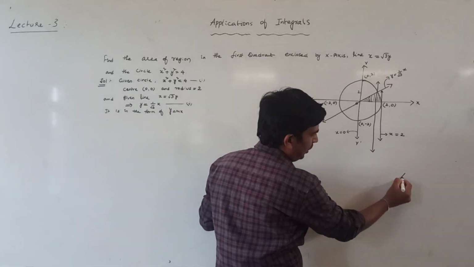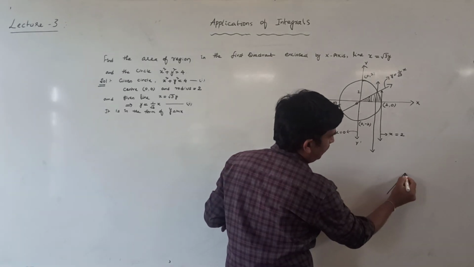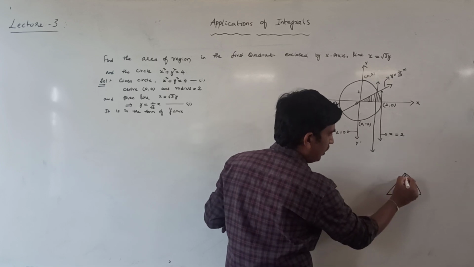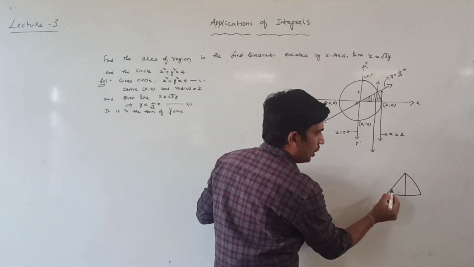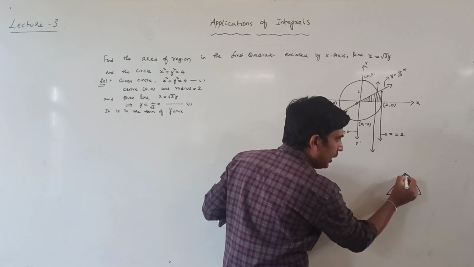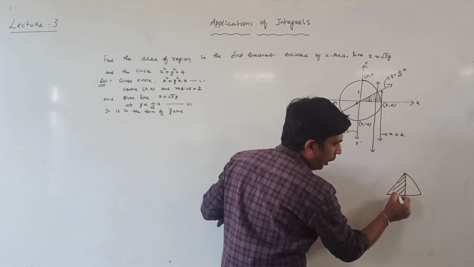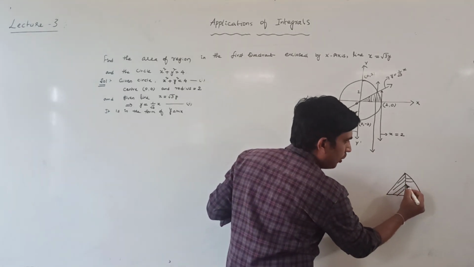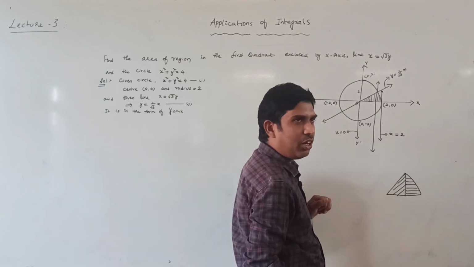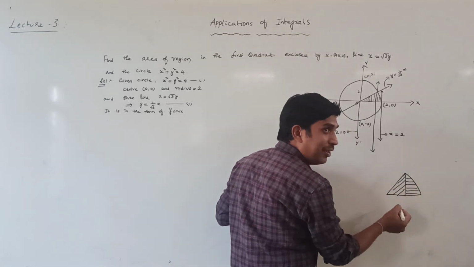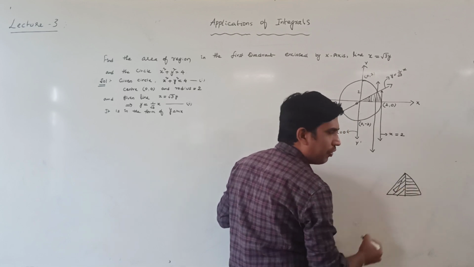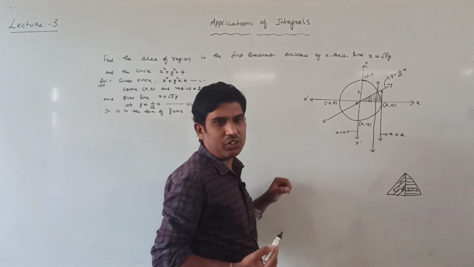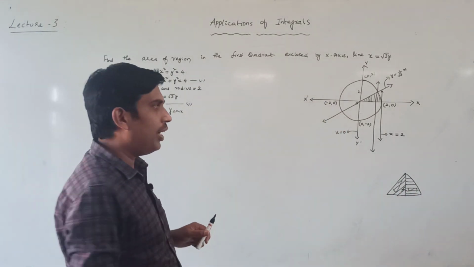Understood? See, like this. So this is the part enclosed by the line. This is the part enclosed by the circle or curve. So we cannot find it directly. First we have to find this area, then after that this one. Both areas we have to add, and we will get the required area.